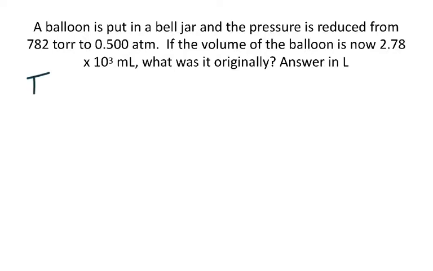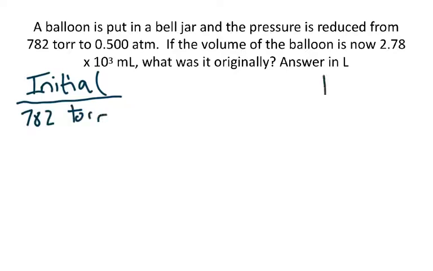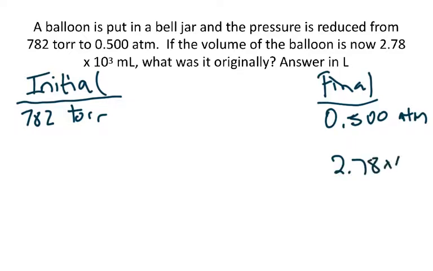So I'm going to write initial. We are at 782 torr, final 0.50 atmospheres. Original, the volume of the balloon is now, so that's final, 2.78 times 10 to the third milliliters, which I can easily convert to liters. It's 2.78 liters. I want to find this in liters.